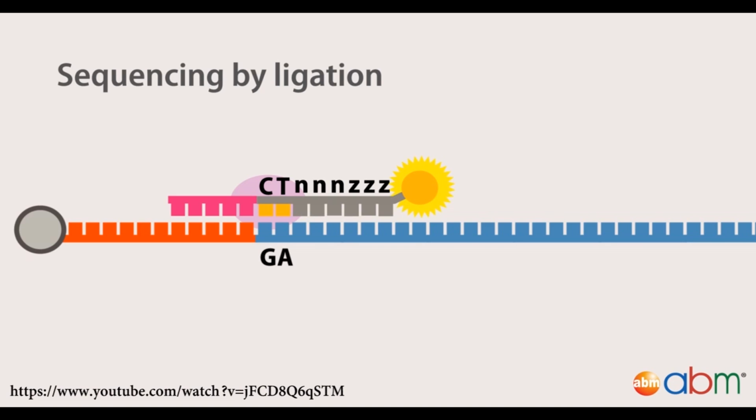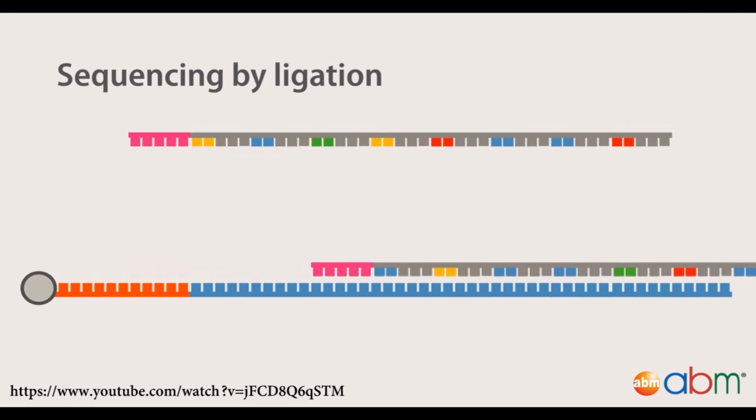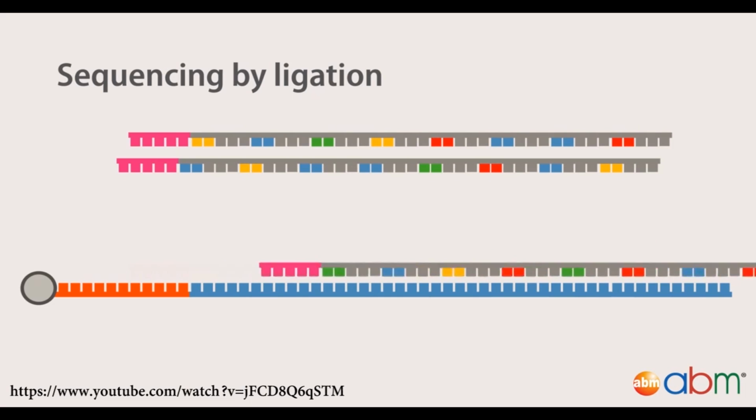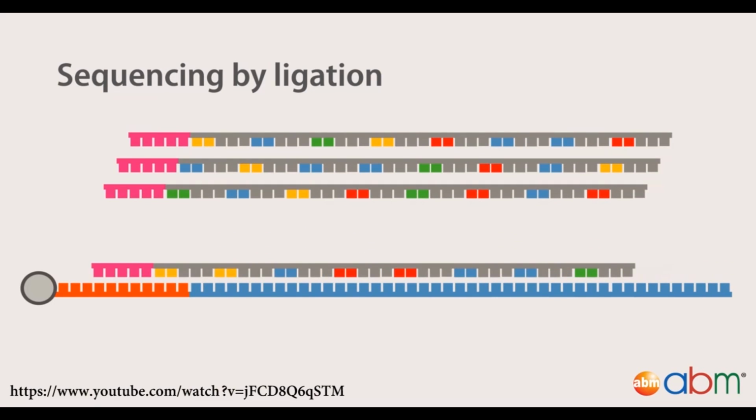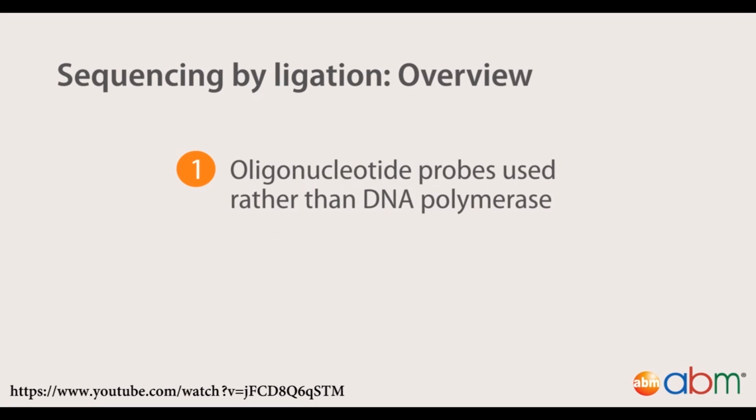After that, the fluorescent signal, along with the last 3 bases of the octamer probe, are cleaved, and then the next cycle commences. After approximately 7 cycles of ligation, the DNA strand is denatured and another sequencing primer, offset by 1 base from the previous primer, is used to repeat these steps. In total, 5 sequencing primers are used. The major disadvantage of this technology is the very short sequencing reads generated.